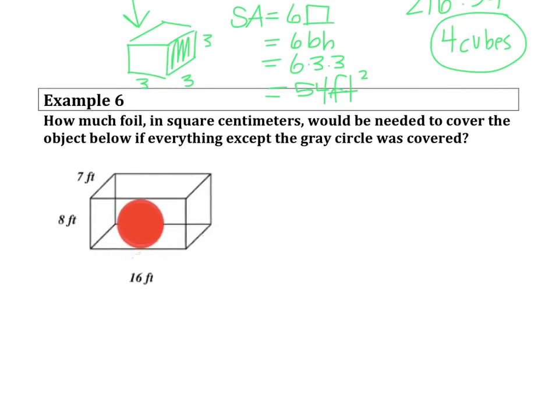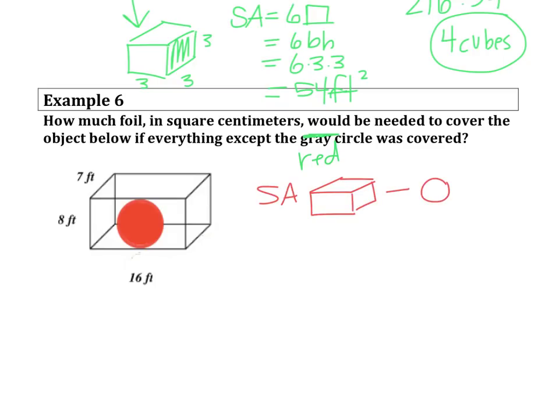The last one we're going to work on says how much foil in square centimeters would be needed to cover the entire object below if everything except for this, which should say red circle, was covered. So these are pretty cool. It's the surface area of the whole object. Take away the circle, because the circle we don't want.